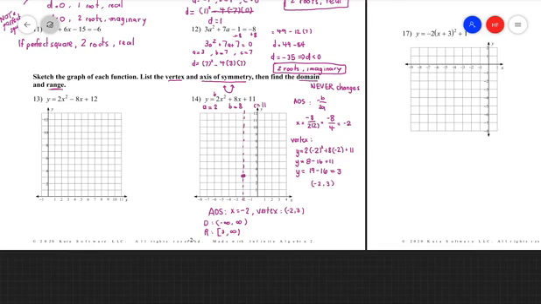I'm going to do a rough sketch. A little disclaimer, it's not an accurate graph. But we did find an accurate axis of symmetry and vertex, and then we found our domain and our range.